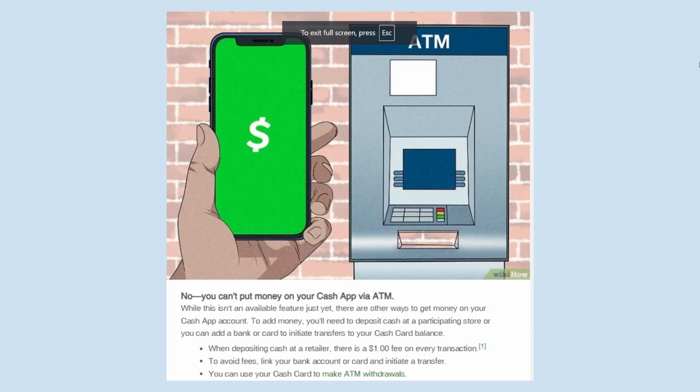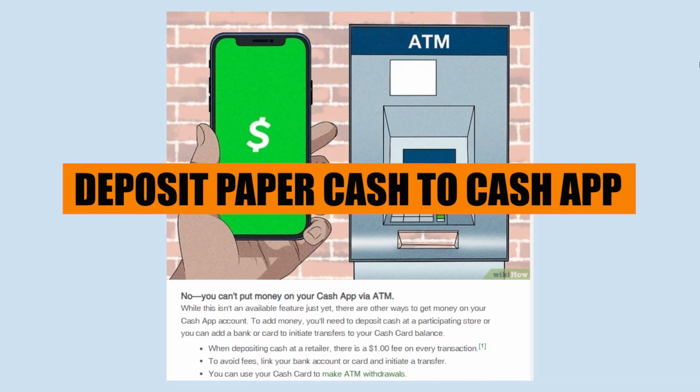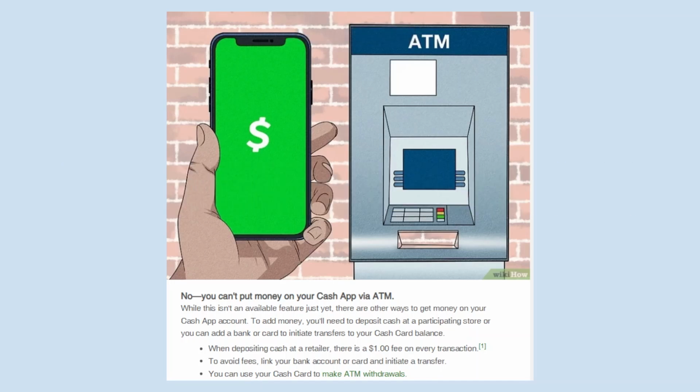I'm going to show you how you can easily put cash on a Cash App card. To add money, you will need to deposit cash at a participating store, or you can add a bank or card to initiate transfers to your cash card balance. When depositing cash at a retailer, there is a $1 fee on every transaction. To avoid fees, link your bank account or card and initiate a transfer.